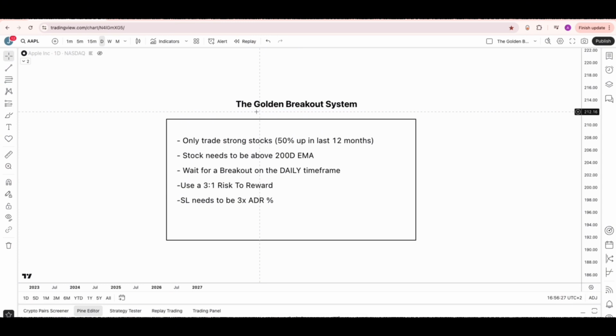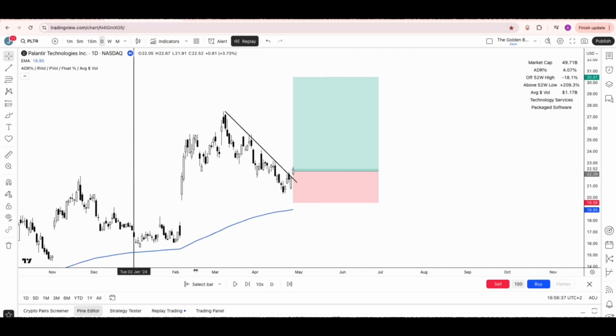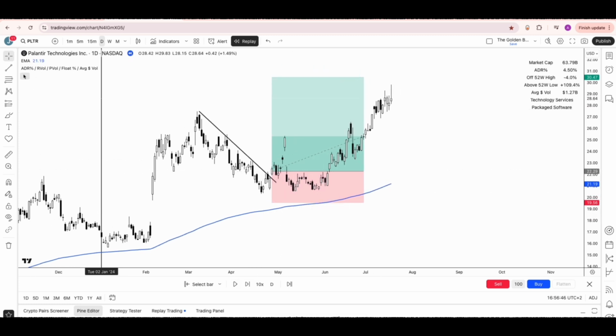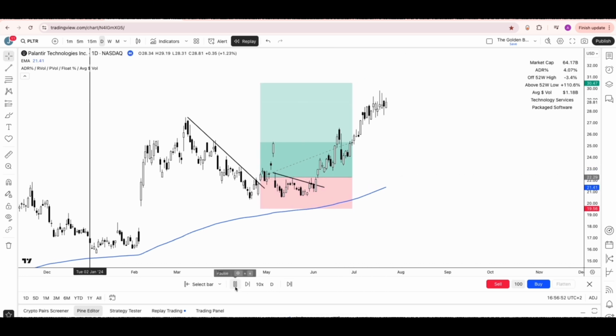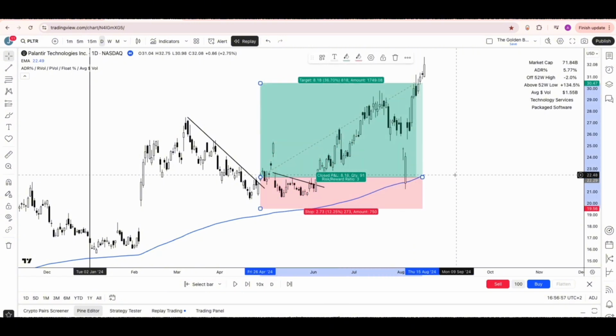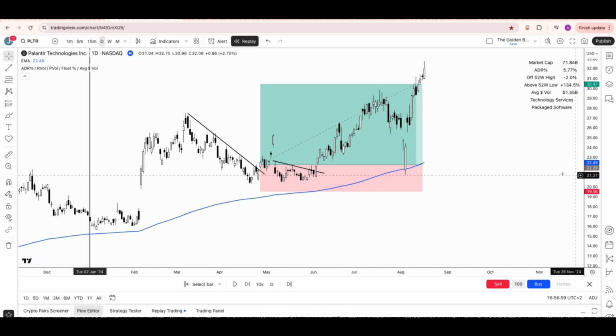And now if we go back a final time to the golden breakout system, you'll see that we applied every single thing of those 5 criteria. And now let's let the trade play out and see what happens. You actually could have added a second position here, but for the sake of this example, we won't do that. But you can see that the trade went to our take profit, and it was a winning trade, right?